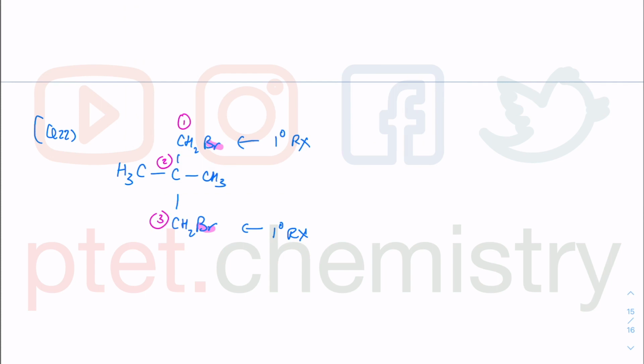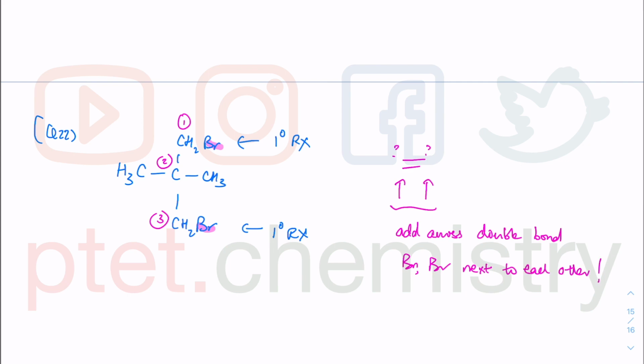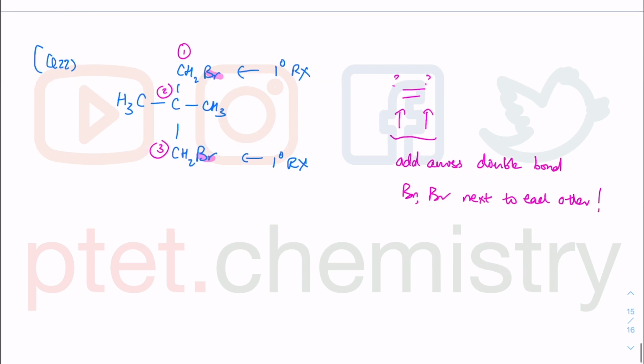Okay, so they are not addition reaction, because when you have alkene and you add across the double bond or triple bond, then your Br and Br will be next to each other. So here you can see they are not next to each other because there's one carbon in between with no Br on it. So this cannot be addition. So addition is straight away out, A is out, B is out. So we're looking at substitution reaction, which is C or D.